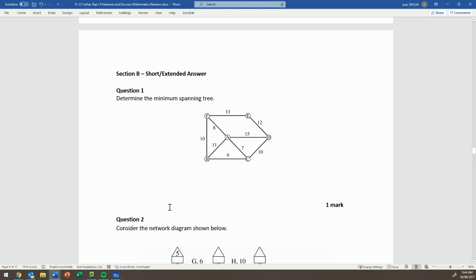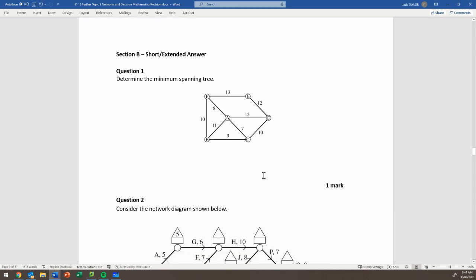Hey guys, so in this one we are going to go through the short answer questions or short/extended answer questions of the revision test. All right, so the first one, determine the minimum spanning tree. So a very sort of straightforward application of Prim's algorithm.